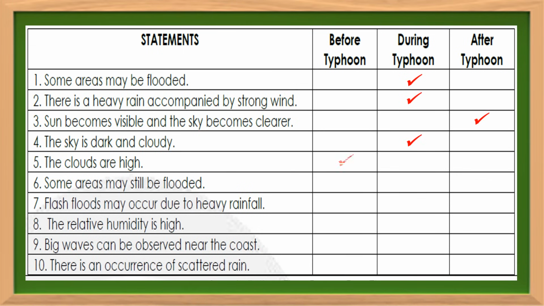Number 5. If you put a check mark before typhoon, you are correct. Number 6. If you put a check mark after typhoon, you are right. Number 7. If you put a check mark during typhoon, perfect. Number 8. If you put a check mark before typhoon, you are correct. Number 9. If you put a check mark during typhoon, you are right. Number 10. If you put a check mark before typhoon, perfect.